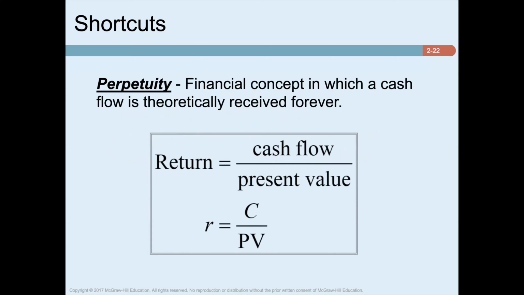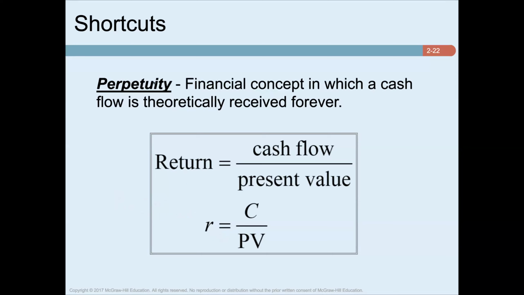So this is the same formula, but we just change it a bit. The present value equals C divided by R, right? So now we just convert R with the P, the present value. Yeah, so that's that.